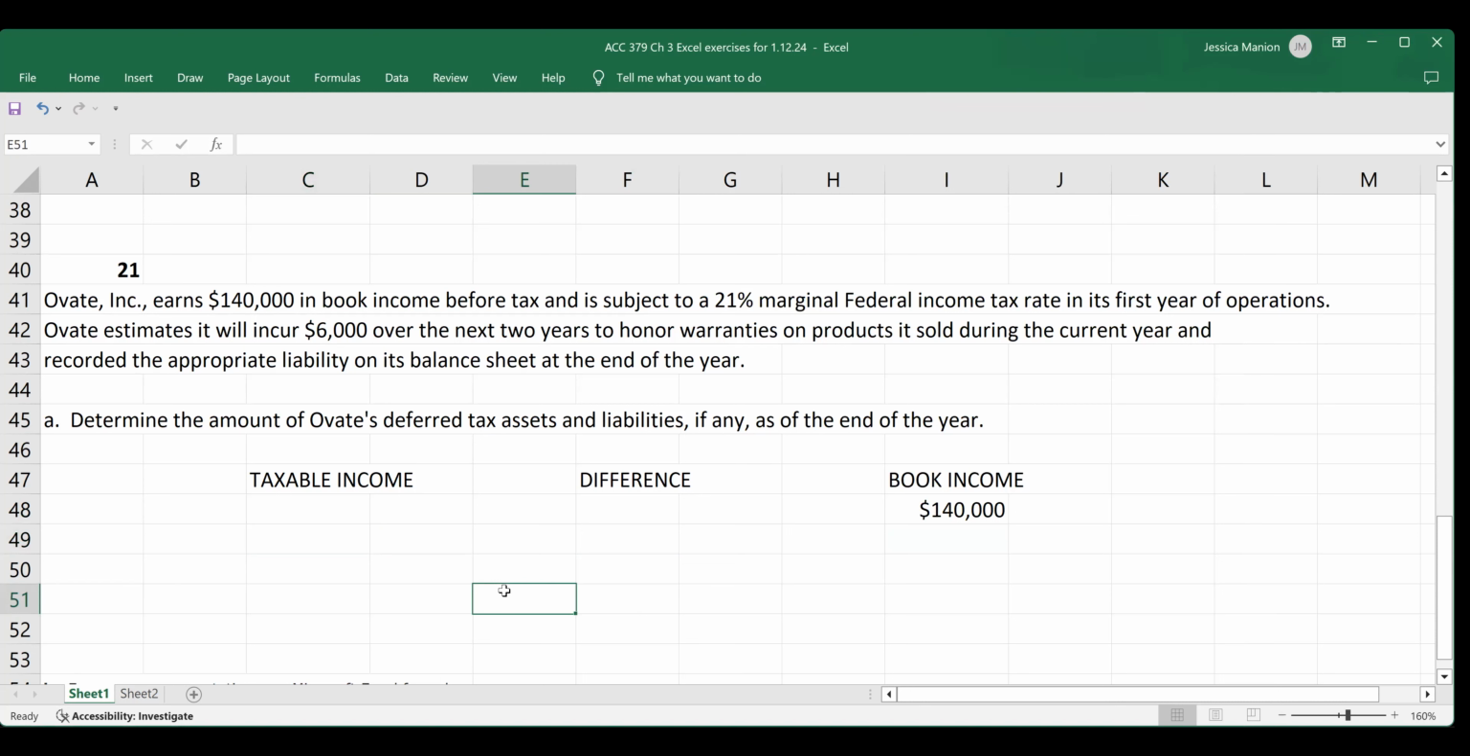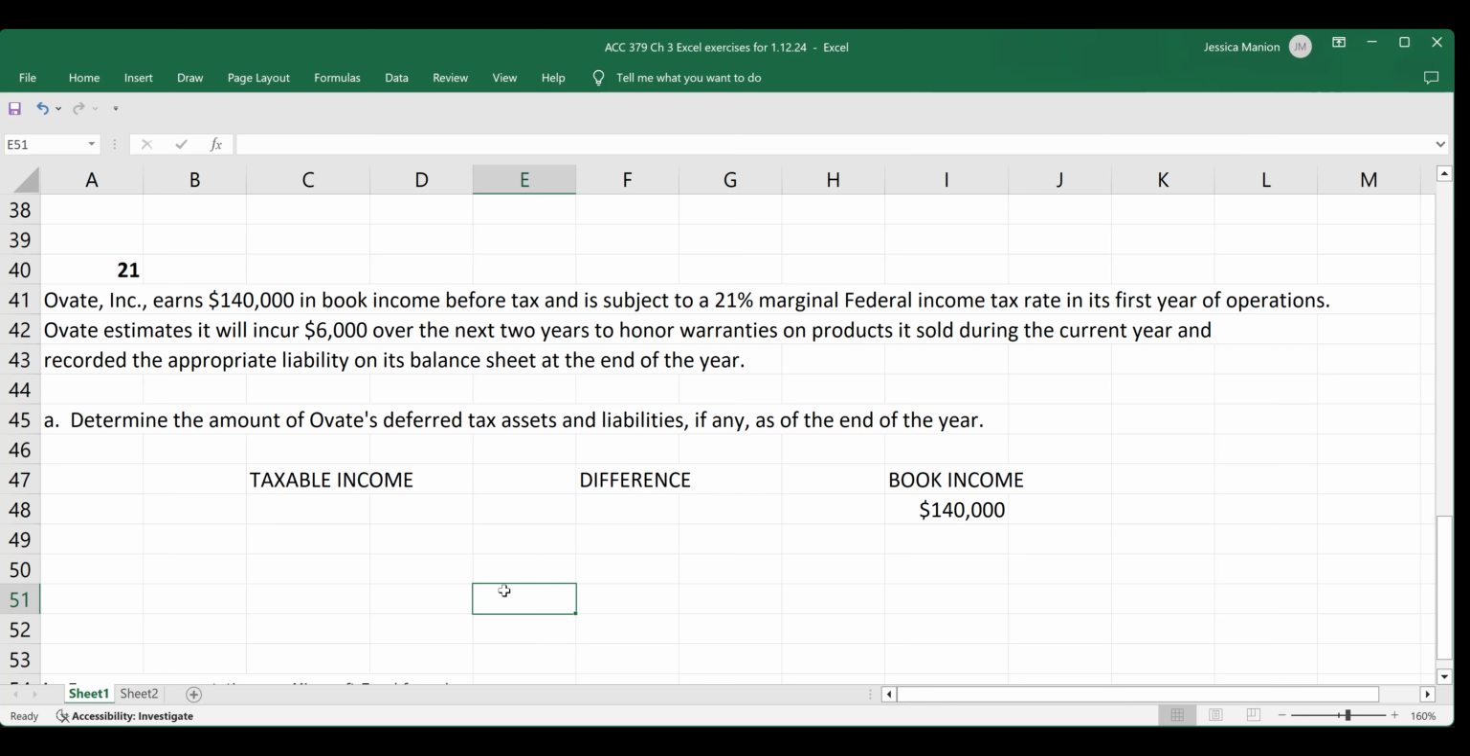Okay, so Ovate Inc. earns 140,000 in book income before tax and is subject to a 21% marginal federal income tax rate in its first year of operations. Ovate estimates it will incur 6,000 over the next 2 years to honor warranties on products it sold during the current year and recorded the appropriate liability on its balance sheet at the end of the year.